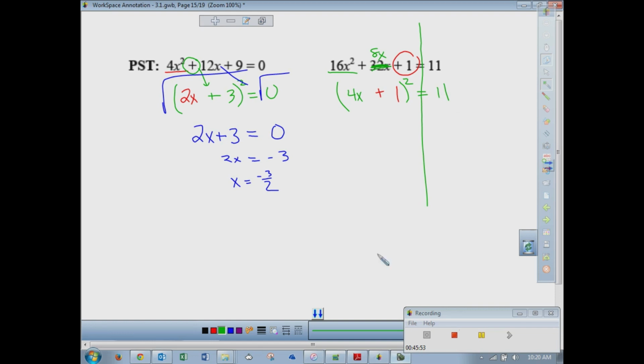Sorry for the typo. What do I need to do to solve? Square root both sides. This becomes 4x plus 1. On the right side, now you need plus or minus the square root of 11.